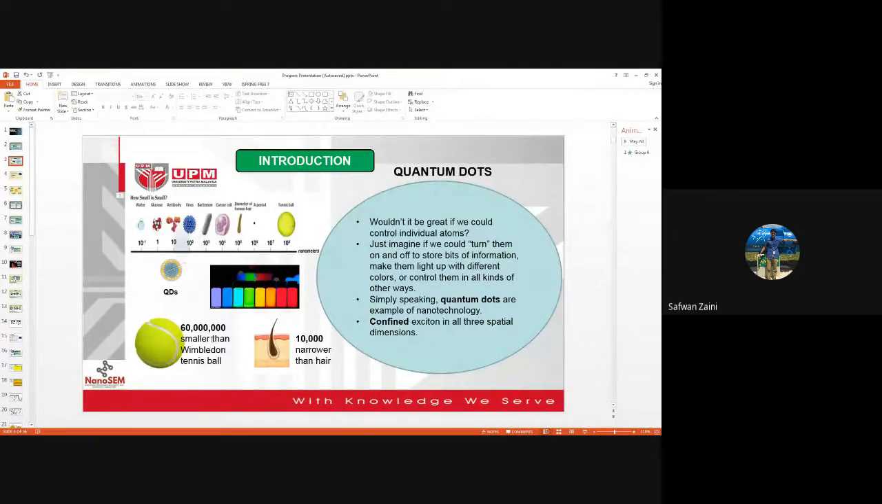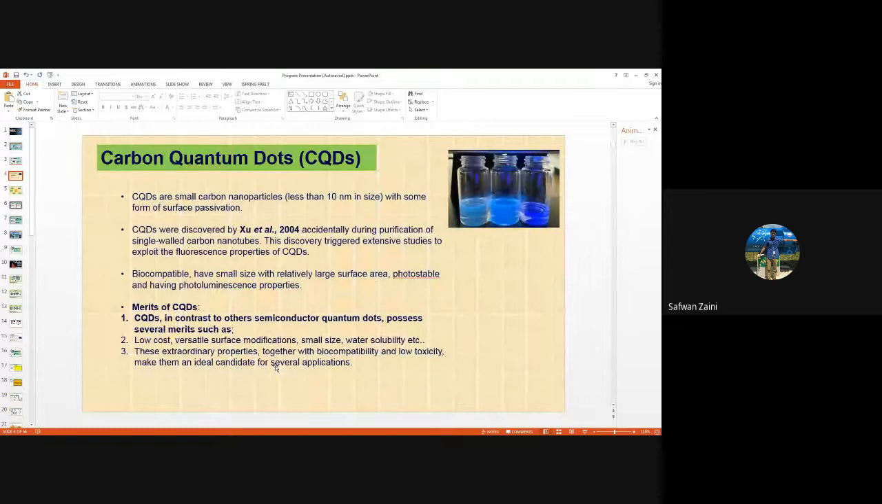If we compare with other things in this world, quantum dots are really small. It is actually 60 million times smaller than a normal tennis ball, and 10,000 times narrower than your head. So it's really, really small. For carbon quantum dots, or sometimes they call it carbon dots or carbon nanoparticles, or CQDs, they are small carbon nanoparticles less than 10 nanometers in size, with some form of surface perturbation. They were discovered by Zhu et al. in 2004 during the purification of single-wall carbon nanotubes.